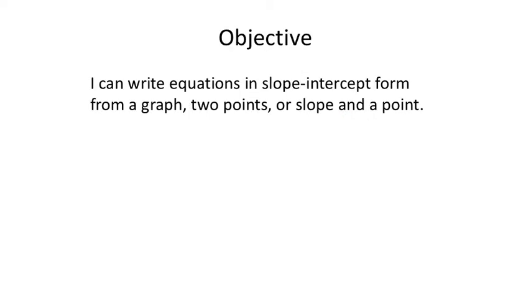I can write equations in slope-intercept form from a graph, or 2 points, or slope and a point. So we're going to see these differently, but we should be able to do all by the end of the class. We're going to need some slope formula to do this, and then we're also going to need a y-intercept formula as well. So take 30 seconds, copy this down, then we'll get started.